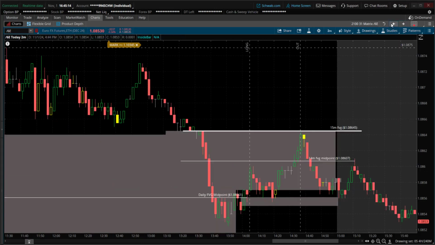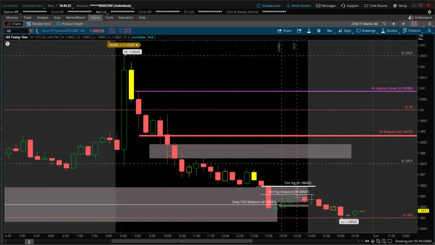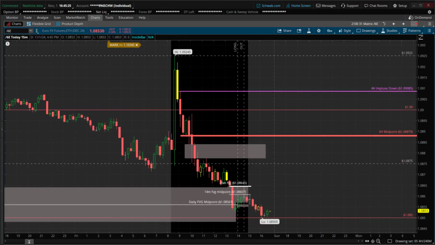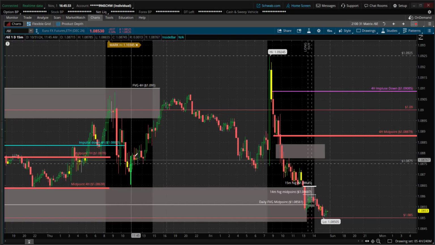Let's go a little bit further. Look at the 2-minute chart, the 5 minutes, the 15 minutes. Want to zoom out. I'm going to take it to the 2 days for the 15 minutes. Actually, 1 day. There we go, 1 day.